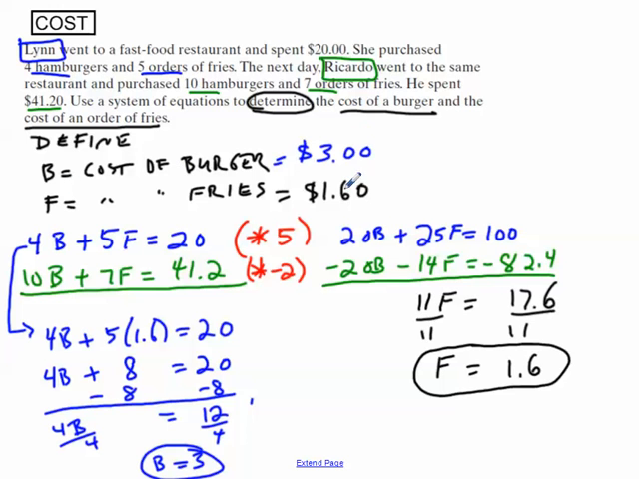Cost of a burger, $3. Cost of fries, $1.60. I'll leave it to you to go back and double check, because I want to keep these videos as small as possible. Make sure that the cost of a burger is $3 and the cost of a fry is $1.60.